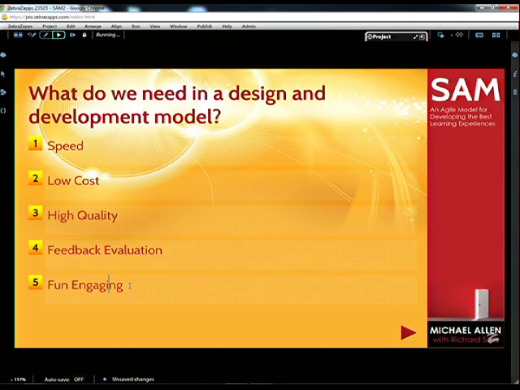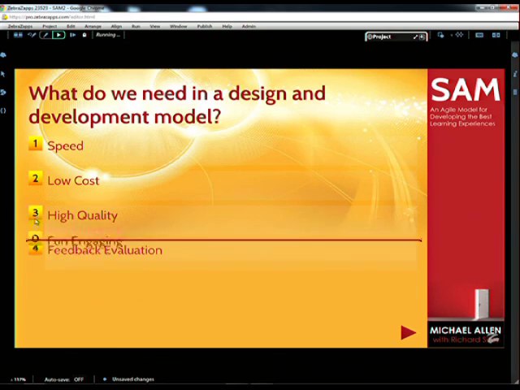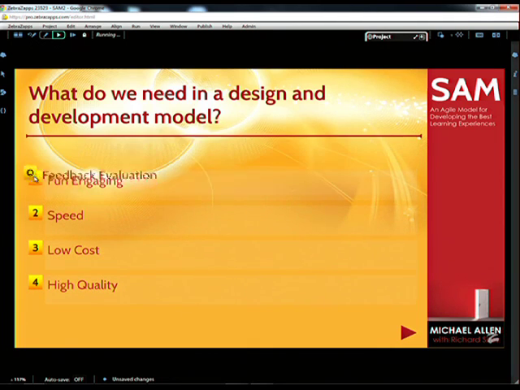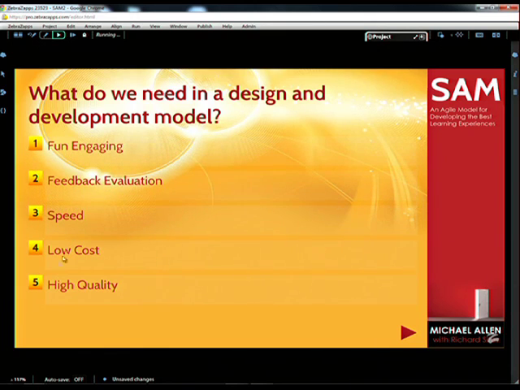We could add more to it, and I did think we might take some time to say which one you would like to put at top. Somebody pick, which one would you like to have first? Which one's most important? Fun? Fun, all right. So we could put that up at the top and make it fun and engaging. And what would be second, perhaps? Feedback and evaluation. Okay, feedback evaluation. And so on. High quality might be next. No, you've got to watch your insertion bar. There you go. And speed and low cost.